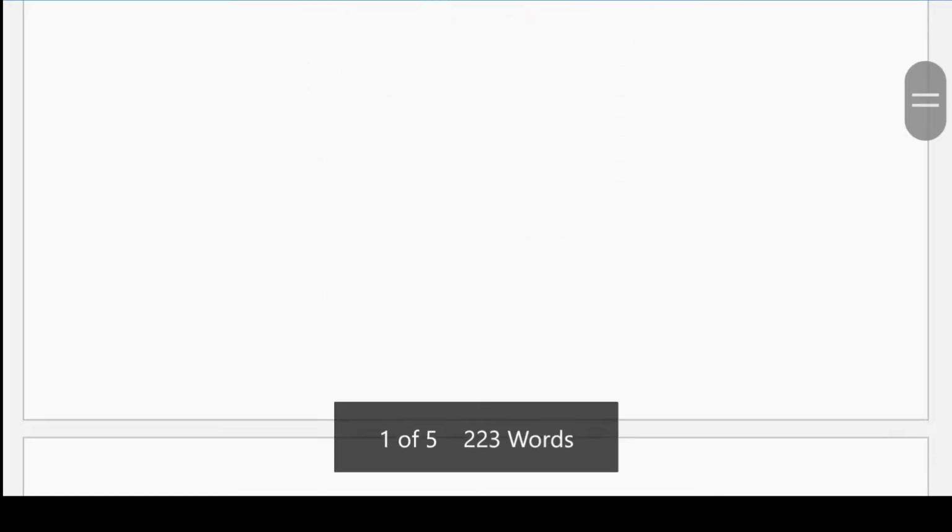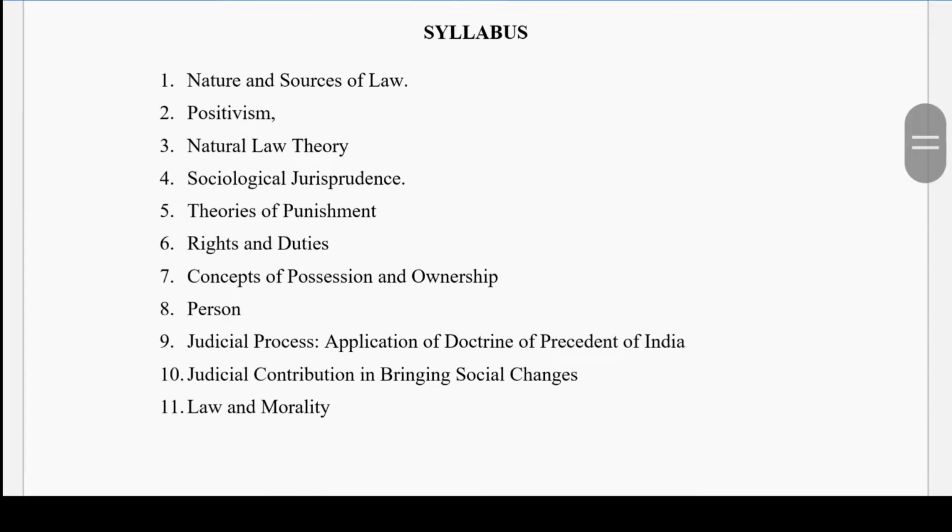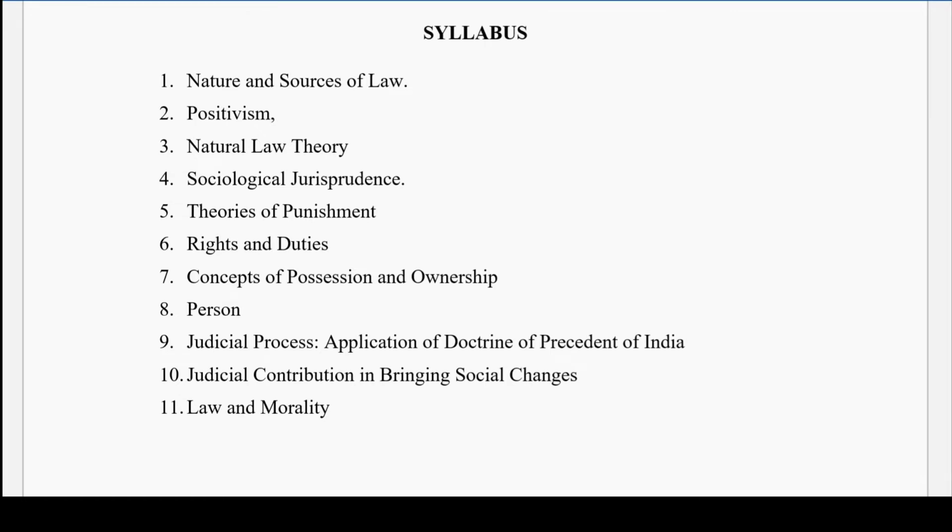As you already know, the syllabus is quite like this, including the paper 2 and paper 3 of the last year's pattern. The 10 or 11 portions in the syllabus are nature and sources of law, and positivism. This positivism includes the analytical theory and the pure theory of law. The next part is natural law theory. Sociological jurisprudence is also included, but not the realist school. Then the theories of jurisprudence, theories of punishment, rights and duties, concepts of possession and ownership, legal personality, judicial process and application of doctrine of precedent.